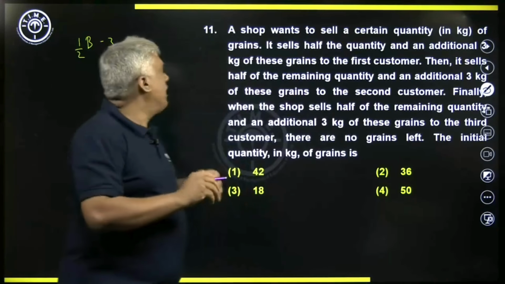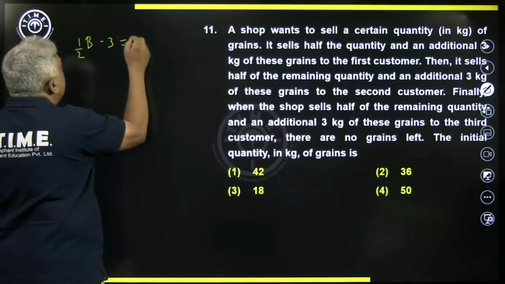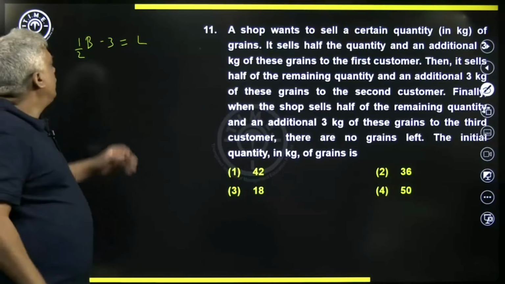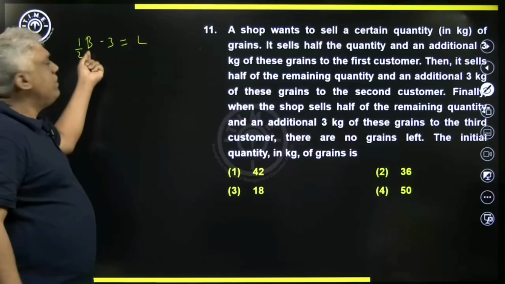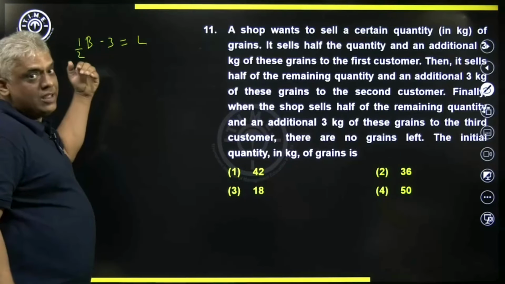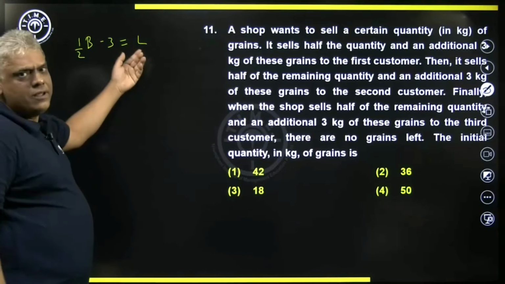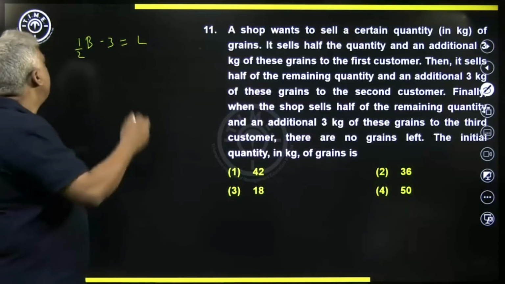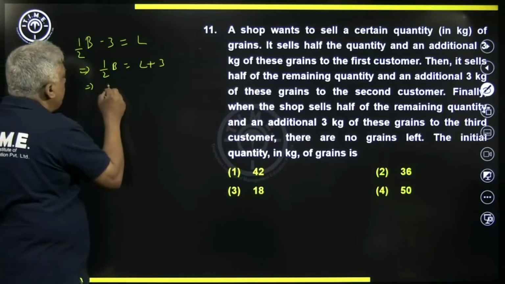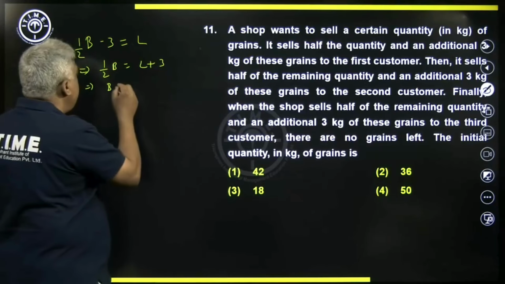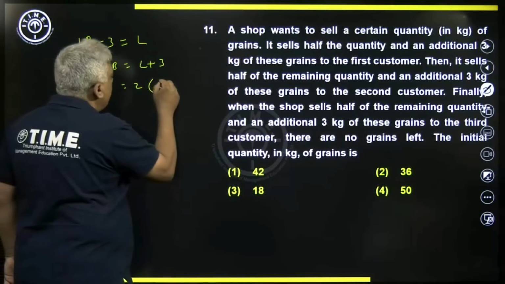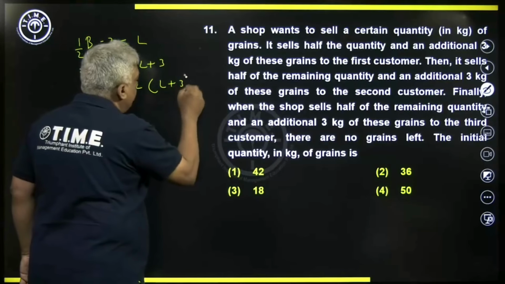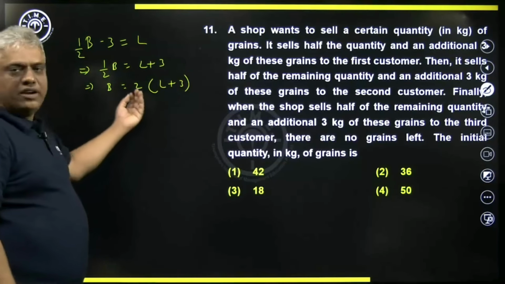This is the left, I am writing here L, so L kg is left. B is the total grains before selling, and L is the left. So you see here, half B will be left plus 3. So before selling, B will be equal to 2 into L plus 3. So we can get some kind of formula here.